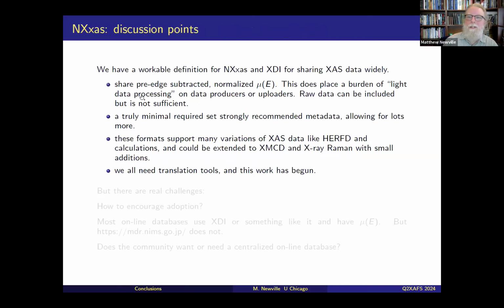And so some discussion points. Sharing pre-edge subtracted normalized mu, again, that means you have to do some light processing. For some beamlines, that might be more than light, but it's also probably what you're already doing at those beamlines using Frahm monochromators or HERFD and area detectors to produce something that looks like an XAFS spectrum anyway. And the raw data can be included. We have a truly minimal data set of recommended metadata, and we think these formats can be extended to related spectroscopies with a minimal amount of work. And we all need translation tools, and this work has begun.